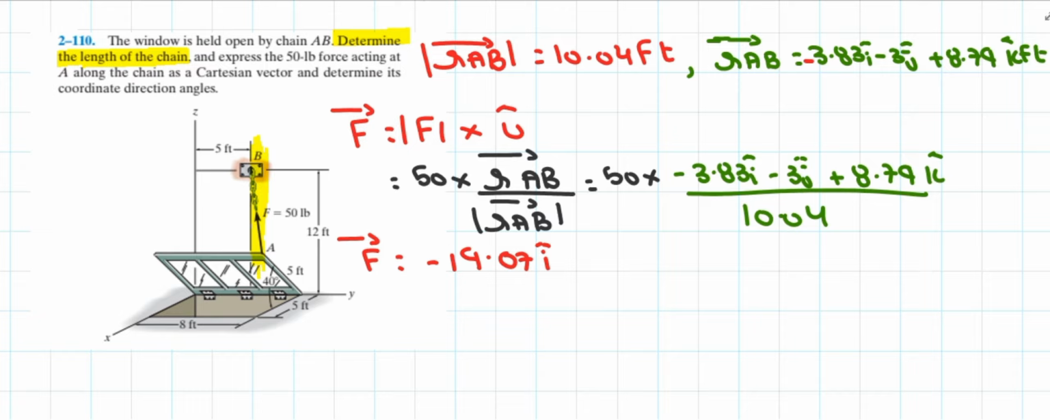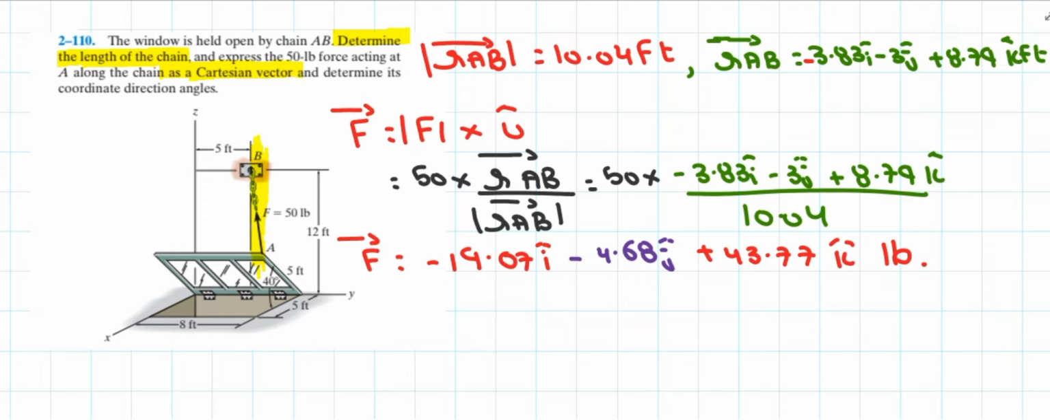So it gives us a result of negative 4.68 j cap. And lastly, 50 times positive 8.79 k cap divided by 10.04. So it gives us a result of 43.77 k cap, and don't forget to write down the unit, that is pound. So this is basically the Cartesian form of force F. Now our second agenda is completed, that is, we found the Cartesian vector of force F.